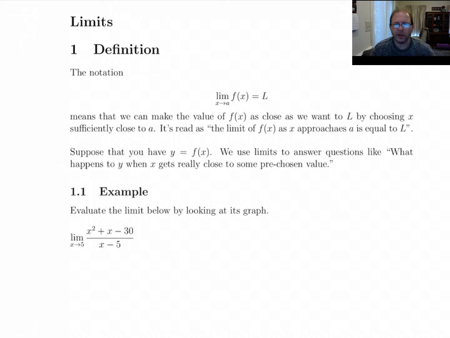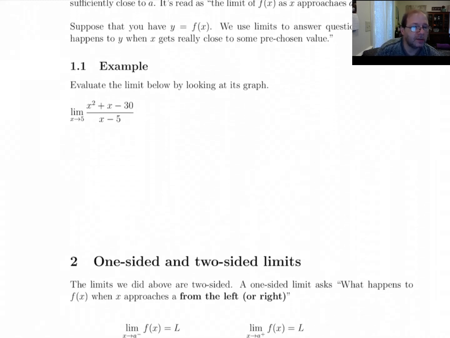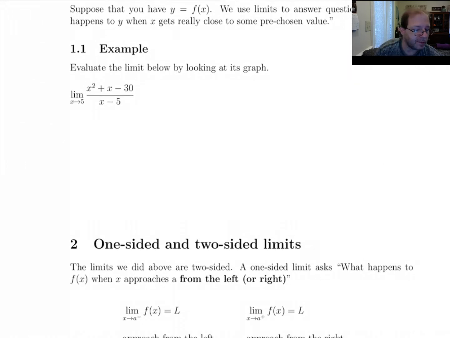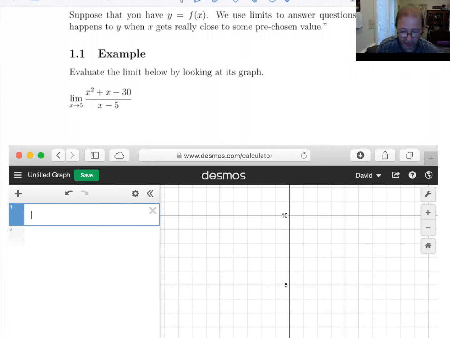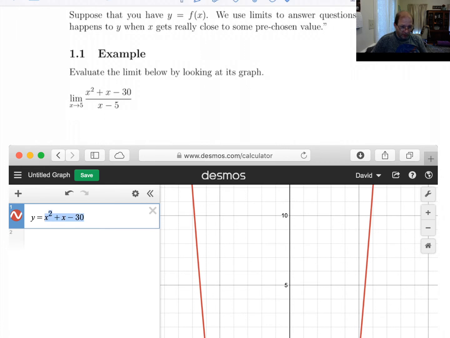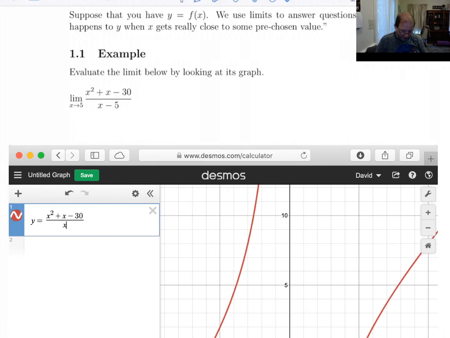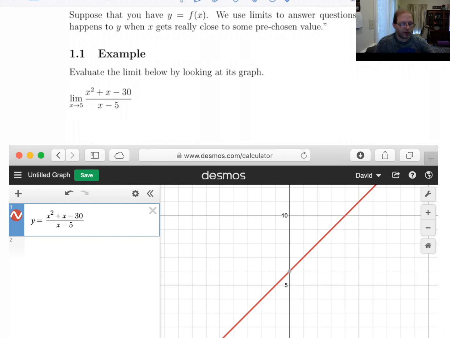So to start with, let's just look at an example with a graph. I'm going to go to Desmos and graph this function, y equals x squared plus x minus 30, all over x minus 5. And we're wondering what happens to this when x gets really close to 5.